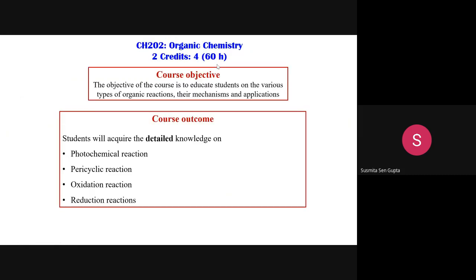Then organic chemistry. The objective of the course is to educate students on the various types of organic reactions. And when we have to study the reactions, definitely the mechanisms will come. So what are those chapters? Photochemical reactions, pericyclic reactions, oxidation and reduction. Maybe some of these you have studied a little bit in the BSc level and then again here in detailed knowledge. Here I have made the word detail bold. So you have to study very detailed knowledge.